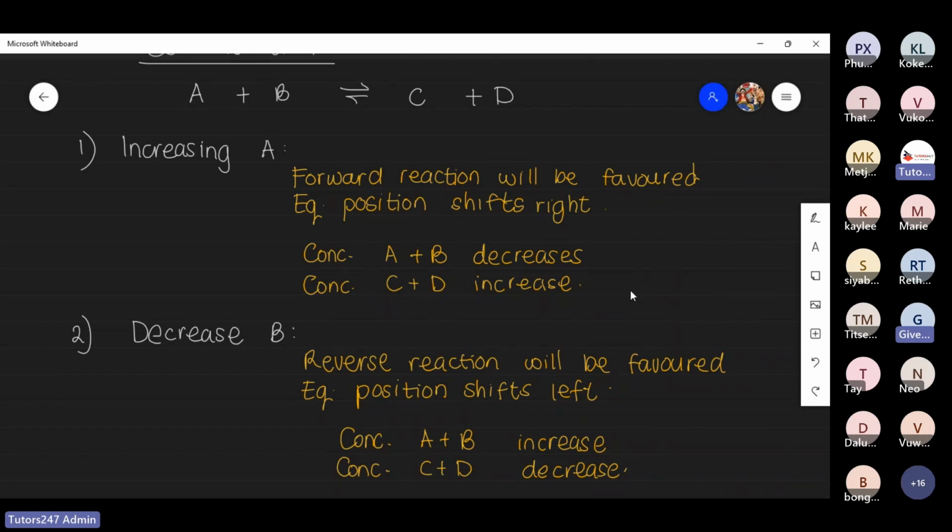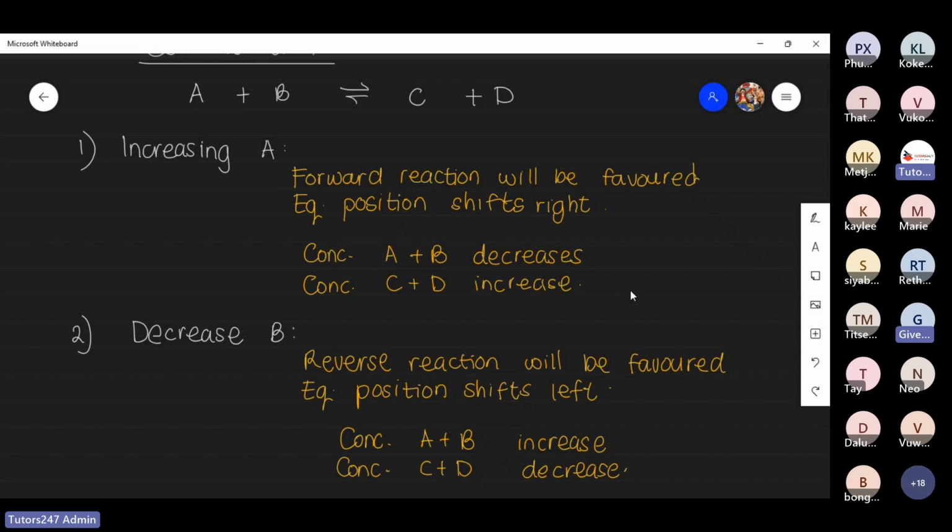So is using up B to get more C and D the correct way to do it? No, it's not. We need more B. So we are going to use C and D as our reactants and B as the products. Keep this in mind. If A is increased, it's going to be the reactants because you want to use it up. If B is decreased, it's going to be the product because you want to make more of it. So whatever is increased becomes the reactant in order to reduce it. Whatever is reduced becomes the product because you want to make more of it.